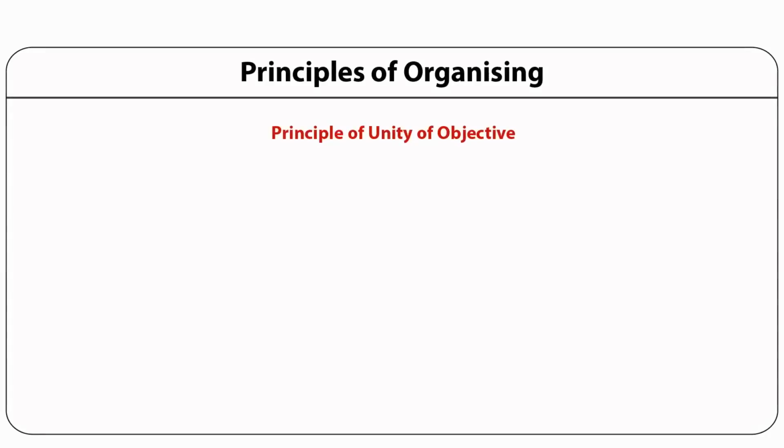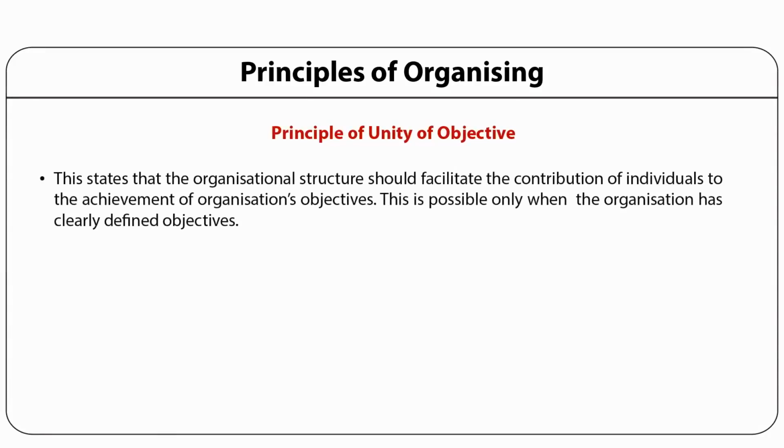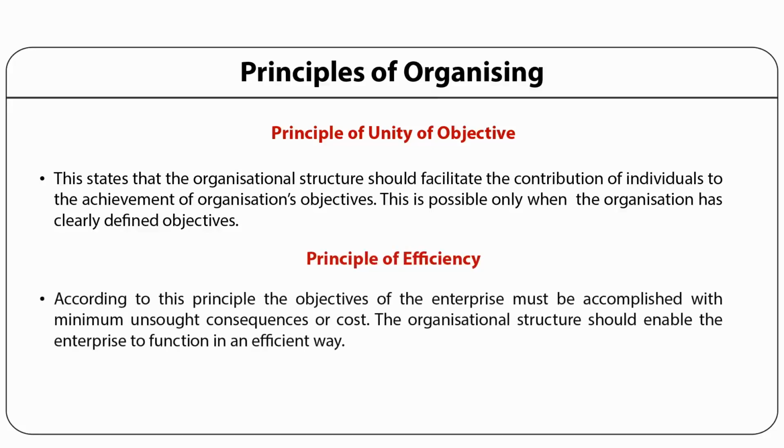Principle of unity of objective. This states that the organizational structure should facilitate the contribution of individuals to the achievement of organization's objectives. This is possible only when the organization has clearly defined objectives. Principle of efficiency. According to this principle, the objectives of the enterprise must be accomplished with minimum unsought consequences or cost. The organizational structure should enable the enterprise to function in an efficient way.